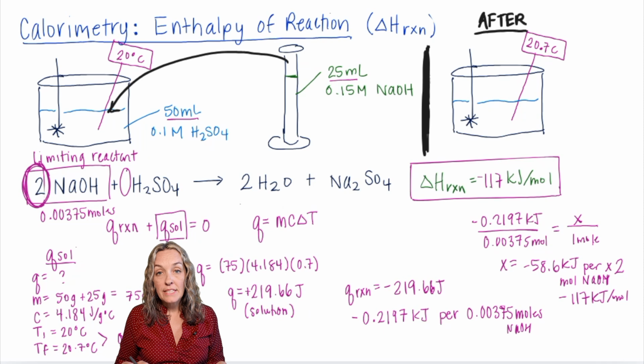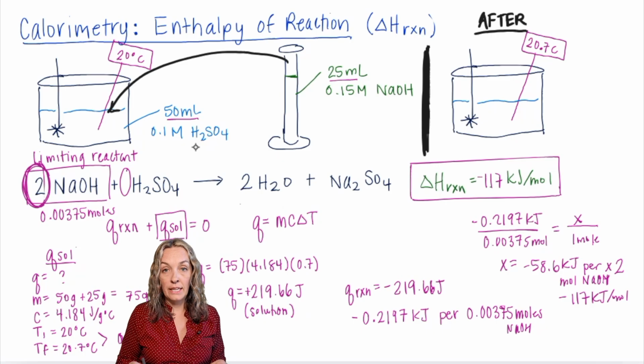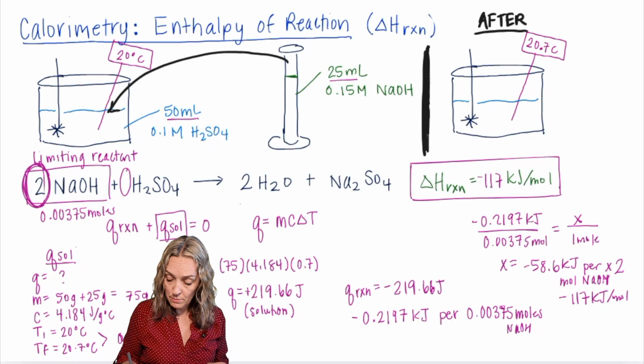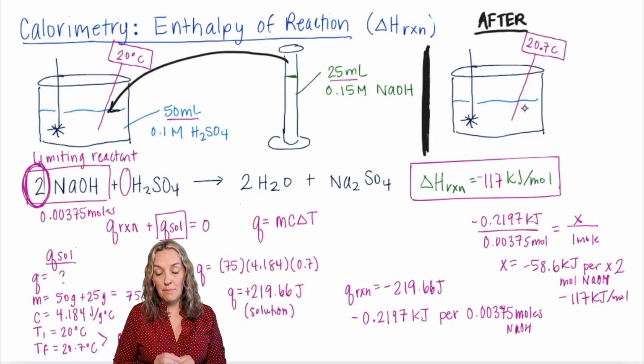Because that carries a negative sign, we know that this reaction is exothermic. So the reaction between the H2SO4 and NaOH released energy, and that energy was absorbed by the water, thus the temperature change, or increase in temperature, in the water.